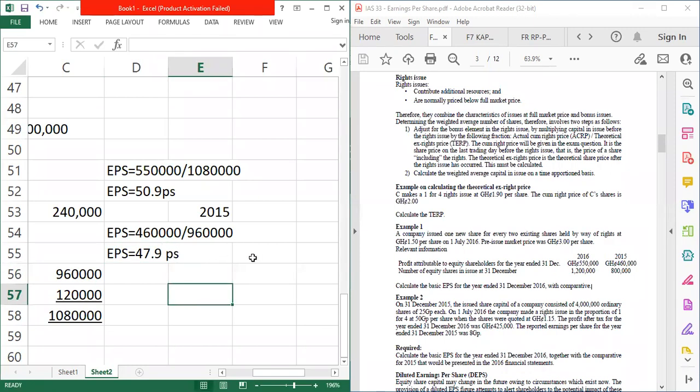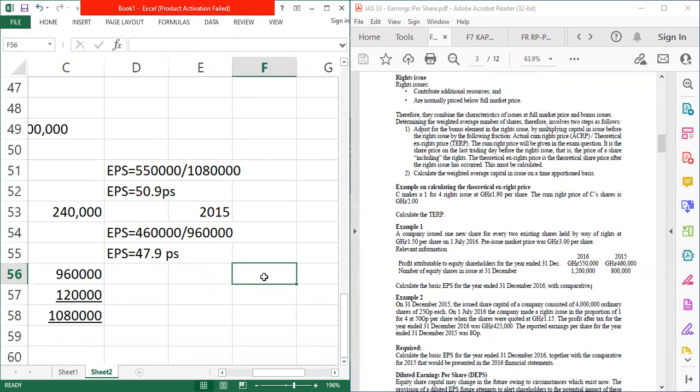So the question will give you the earnings per share calculated for 2015. They will give you only that figure. Then the question will give you the earnings per share calculated for 2016. Calculate the earnings per share, assuming that there was no bonus issue for 2015. What figure are you going to get? 460 divided by 800.